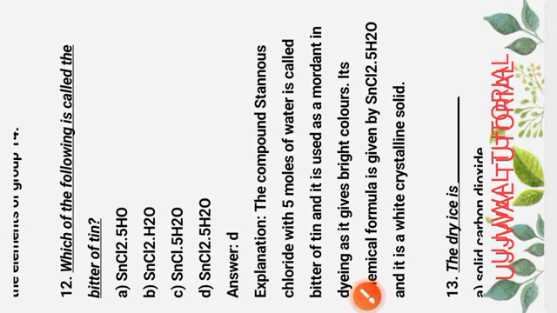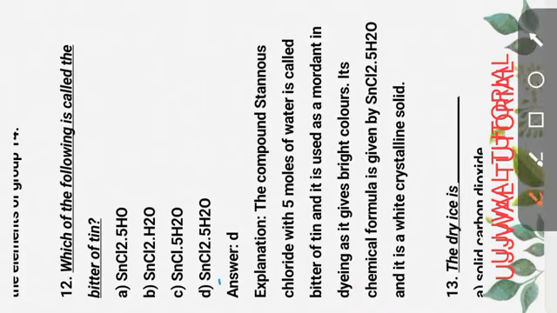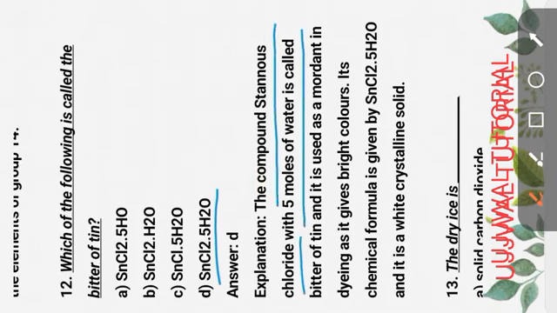Which of the following is called the beater of tin? That is option D. Option D means SnCl2·5H2O. To explain, the compound stannous chloride with 5 moles of water is called beater of tin.